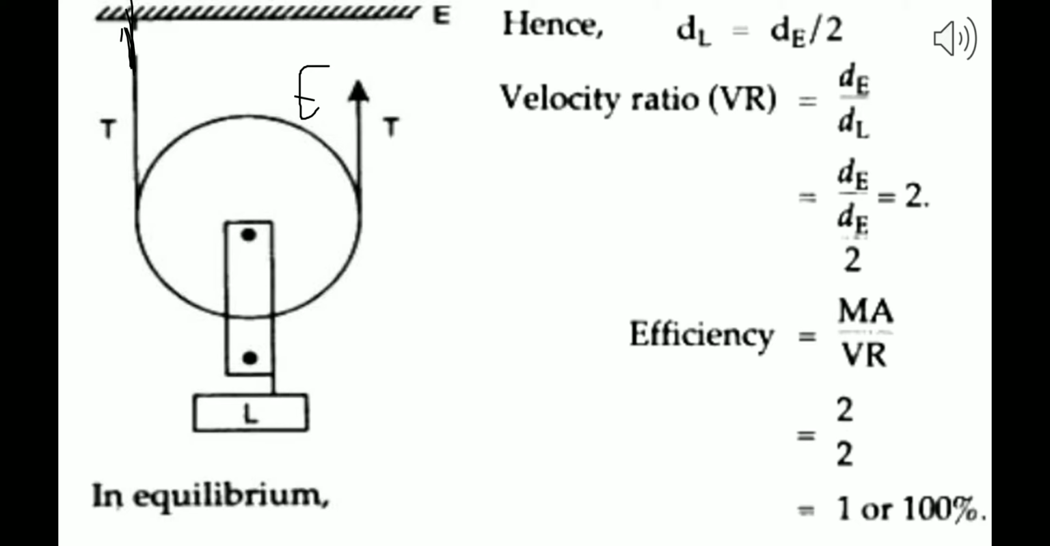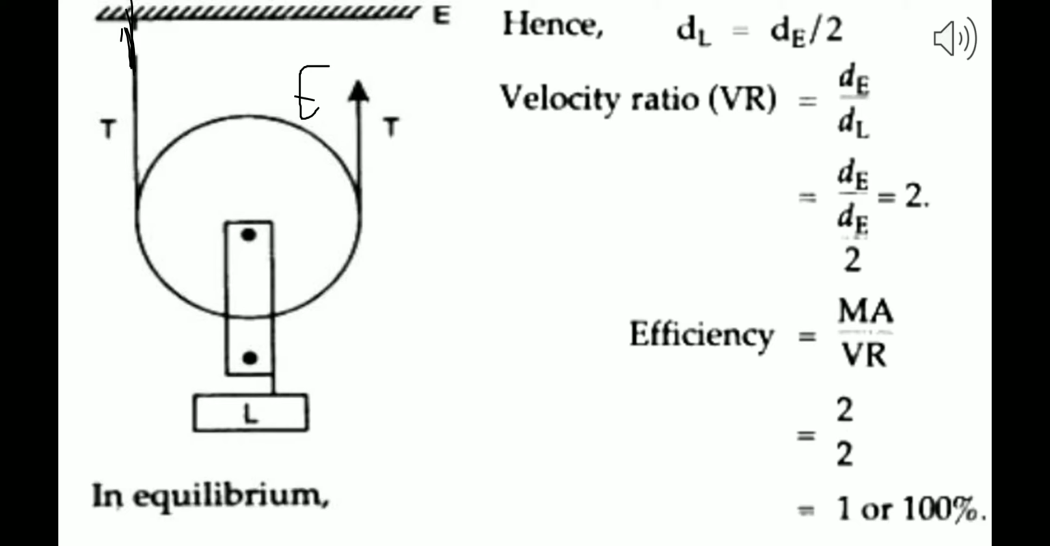So if I can say, in other words, effort moves twice the distance of what load is moving, and load moves half the distance what effort is moving. So if effort is moving x, load is moving x by 2, and such a machine is known as a force multiplier. You will apply half the strength and it will move twice.